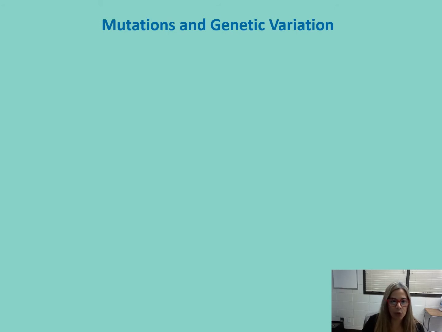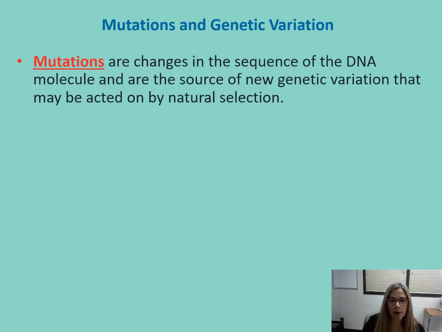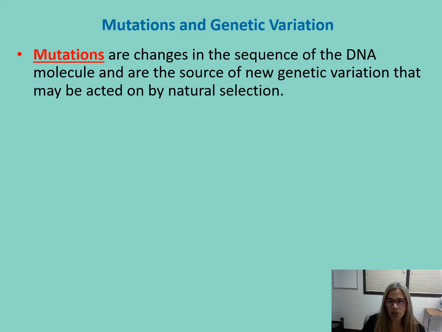So today we're going to talk about mutations and genetic variation, and then get into some biotechnologies that are used today to produce products on a mass scale. So just by general definition, a mutation is any change in the sequence of a DNA molecule, and therefore potentially produces a different protein or an incorrect protein.